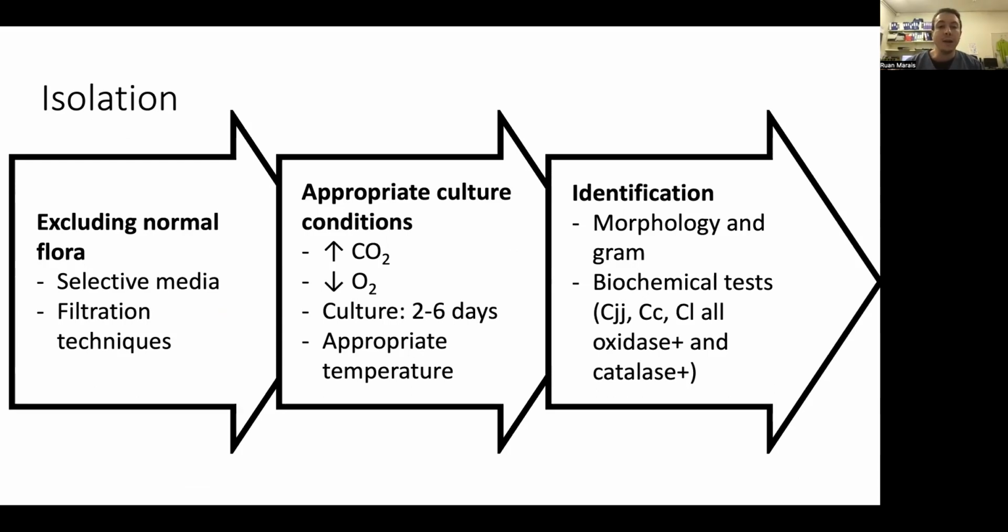So looking at isolation, how do we isolate it in the laboratory? If we're talking about stool, there are 3 important aspects to its isolation. Firstly, excluding normal flora, which can be done through selective media or filtration. Then appropriately culturing it, so it needs enriched CO2, low O2, and it takes a while to grow. So you may need 2 to 6 days of culture, and then the appropriate temperature. And then obviously identification based on morphology and gram stain, as well as biochemical tests.